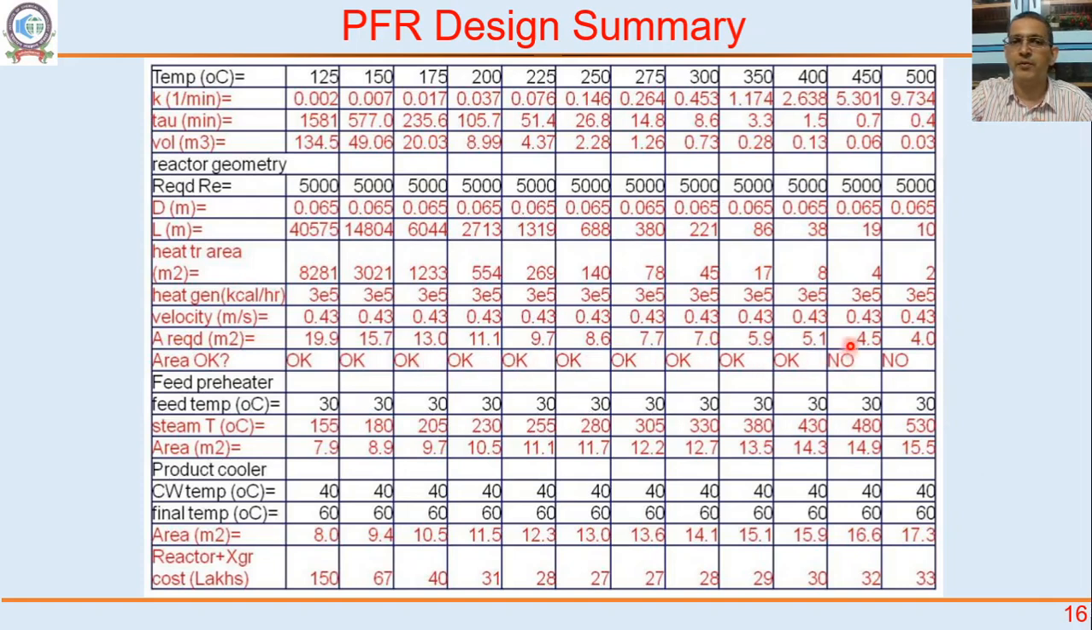Somewhere here heat transfer area available is 4 meters square. What you require is 4.5 meters square. Obviously insufficient heat transfer area. Feed preheater, you can do calculations. Out cooler, you can do calculations. All costs you can calculate. You will find that as you go up on temperature or go up on the rate constant, your cost is going to become less and less. Here your exchanger costs are becoming more. That's why it again increases.